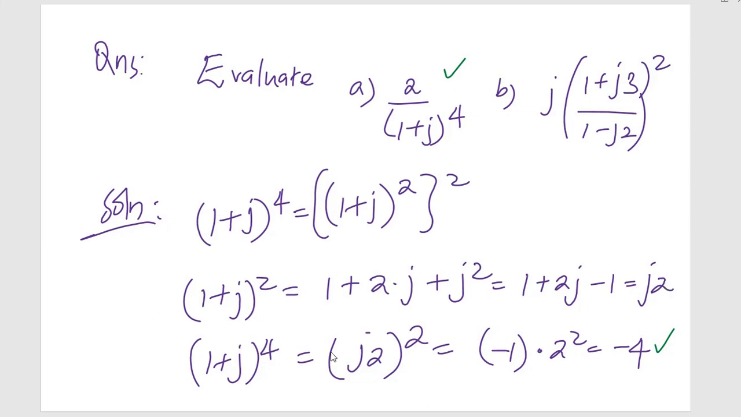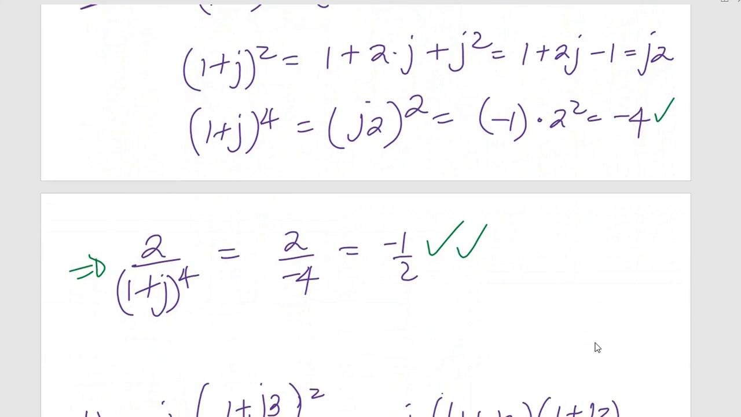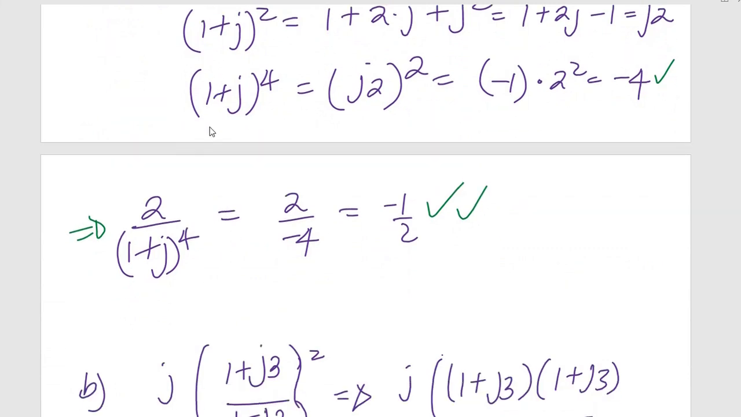and this gives you j2. Then, for me to get (1 + j) to the power 4, I have to square j2, because it is ((1 + j) squared) squared. So (j2) squared will give you j squared, which is negative 1, times 2 squared. This will give you negative 4. So, having dealt with the denominator, I can simply bring it as 2 out of (1 + j) to the power 4, which equals 2 out of negative 4, and that gives you negative a half.